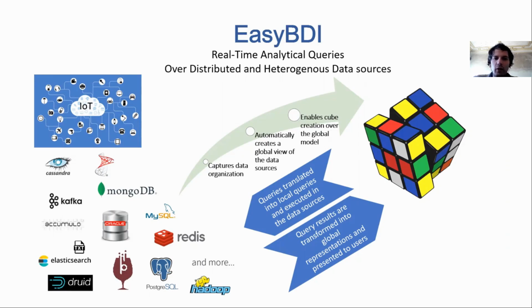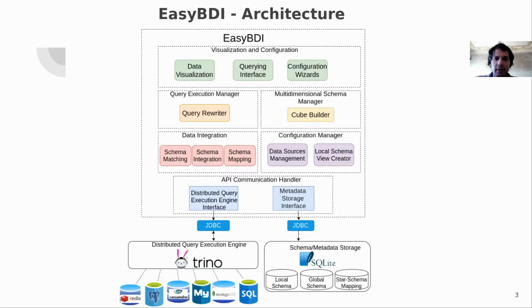Users can then create one or more star schemas based on global entities and use drag and drop to query such star schemas. Easybddi handles query generation and distributed execution and presents query results according to the star schema perceived by the user. Let's take a brief look at Easybddi's architecture.